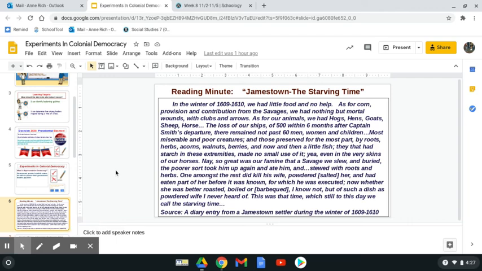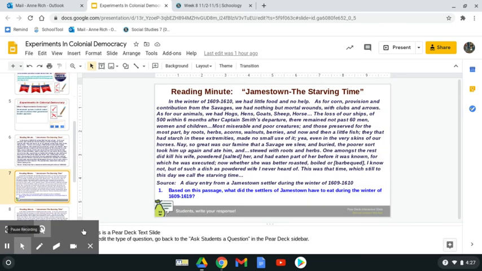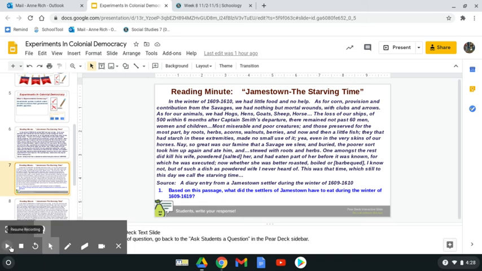Wow, pretty dark, right? Let's unpack some of that, folks. Head to the next slide. Based on this passage, what did the settlers of Jamestown have to eat during the winter of 1609 and 1619? Pause to answer and play when you are done.